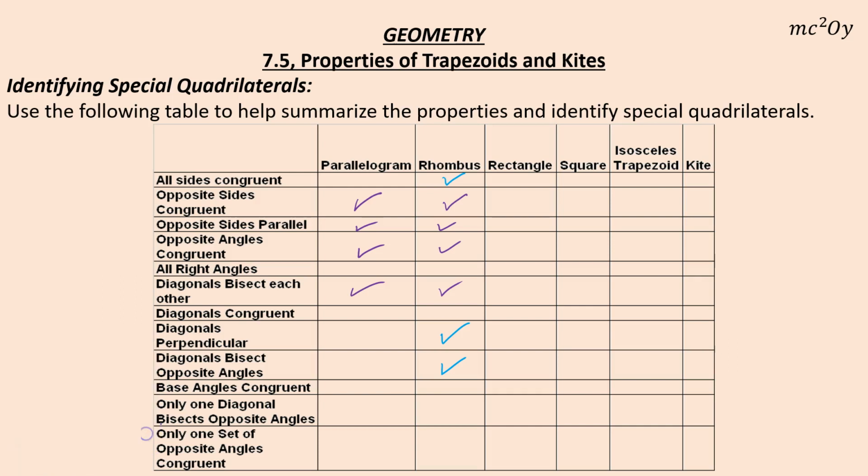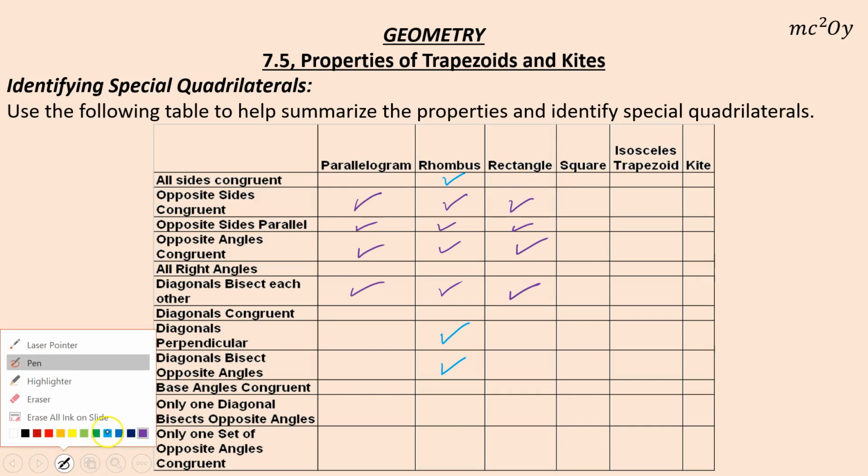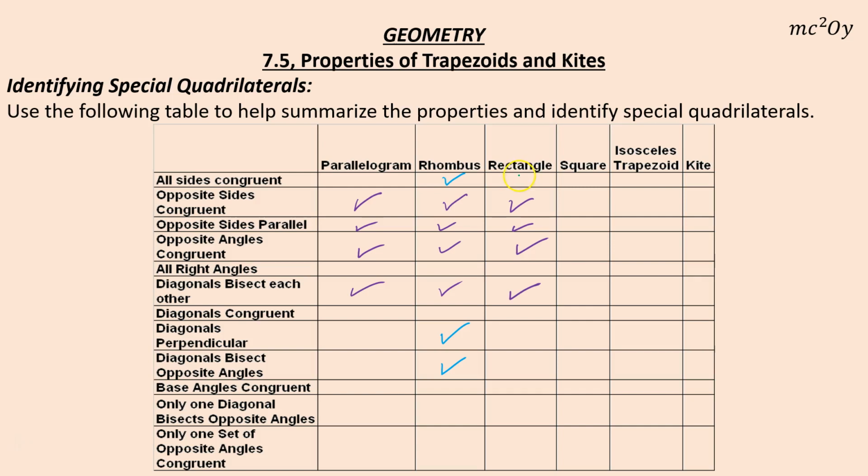Well, let's go on to rectangle. Rectangle happens to be a parallelogram as well, so everything we had for parallelogram gets checked off for rectangle. Rectangle is not necessarily a rhombus, so let's check it out. All sides congruent? No, not necessarily. All right angles, for sure. Diagonals are congruent? Yes. Oh, you know what? Base angles are congruent. That's for sure true there. Nope and nope. Okay.